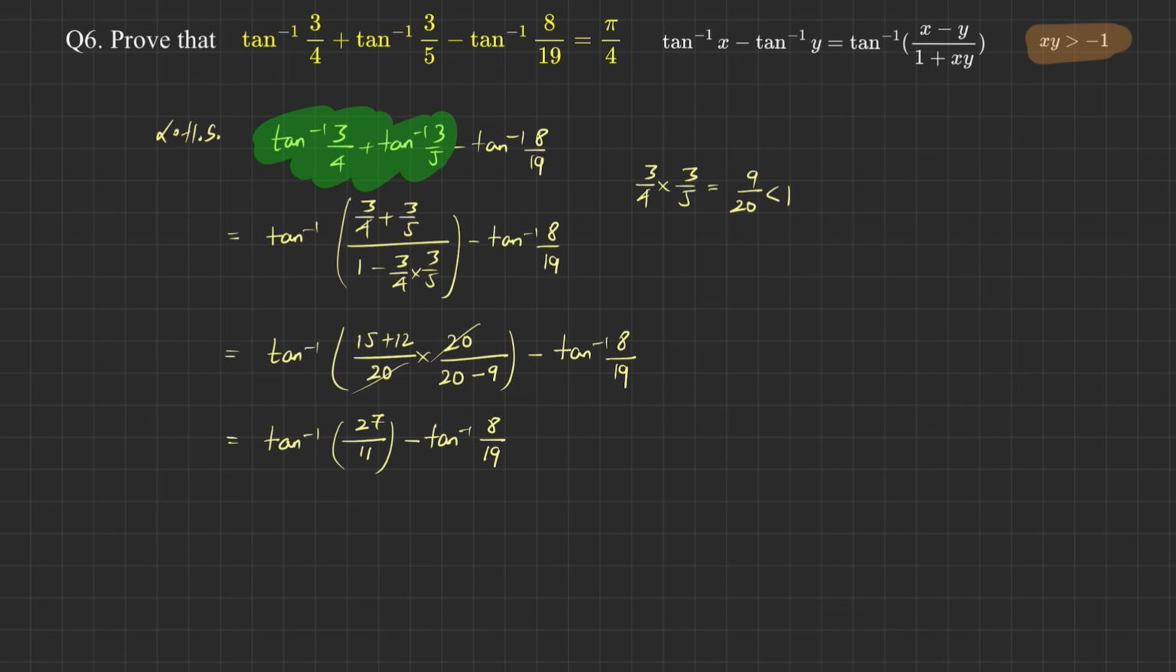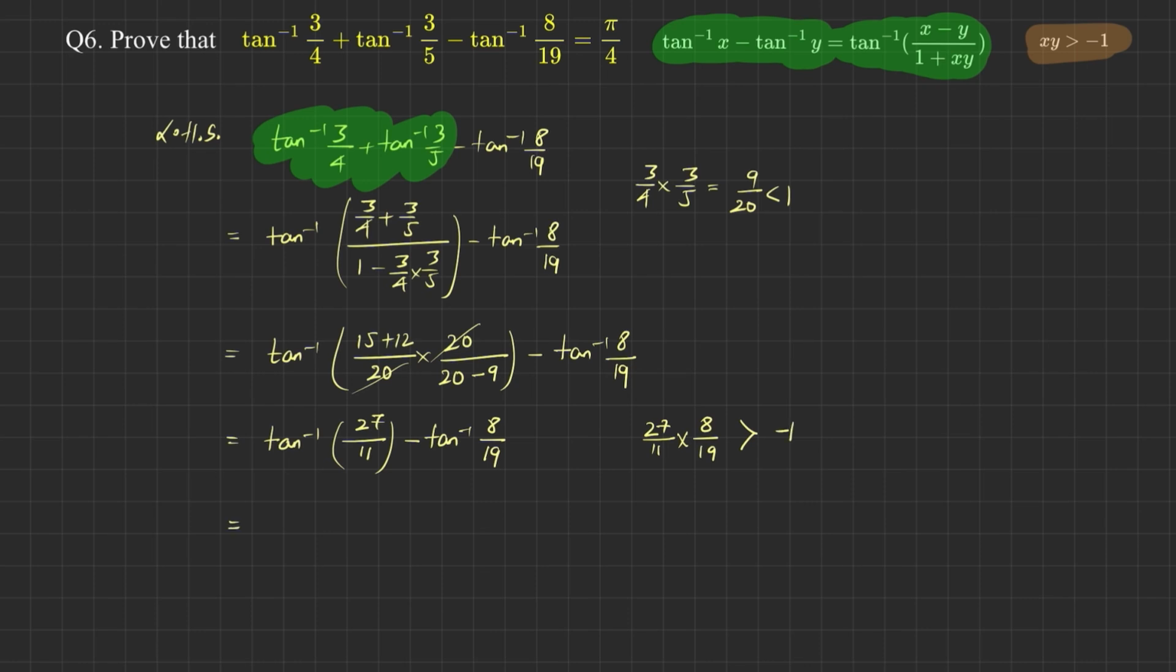If you have noticed, I have written one formula here, that is tan inverse of x minus tan inverse of y can be written as tan inverse of (x minus y) over (1 plus x times y). And this formula can be used only if x times y is greater than minus 1. So let's multiply this x and y. If I multiply 27 over 11 times 8 over 19, this will obviously be greater than minus 1 since this is positive. So we can use that relation here.